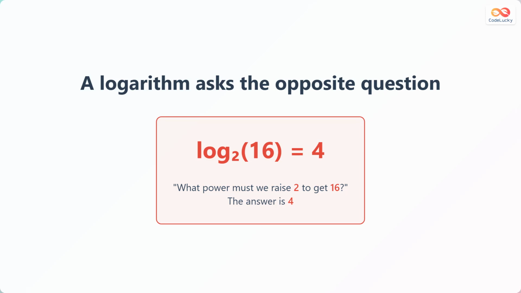A logarithm poses a question that is opposite to that of exponents. For instance, the logarithm base 2 of 16 equals 4. This asks, to what power must we raise 2 to get 16? The answer is 4 because 2 raised to the power of 4 equals 16.